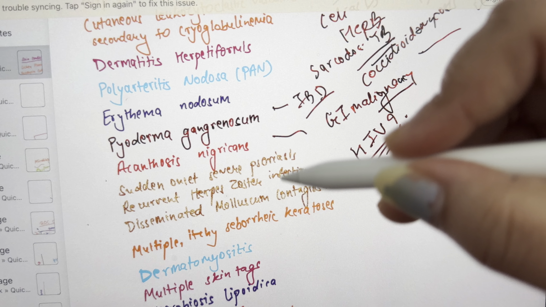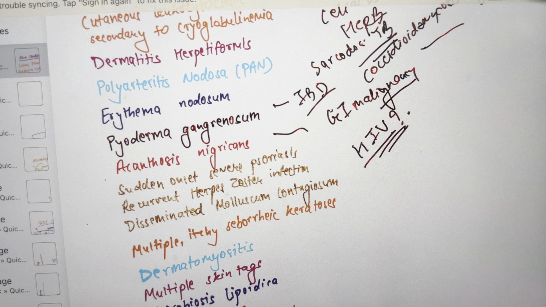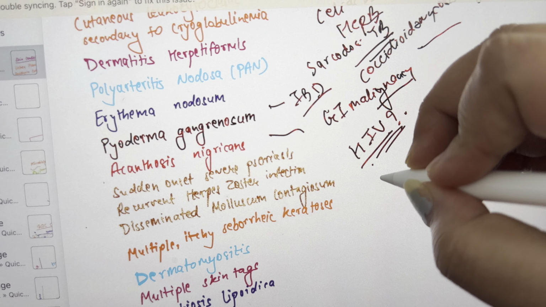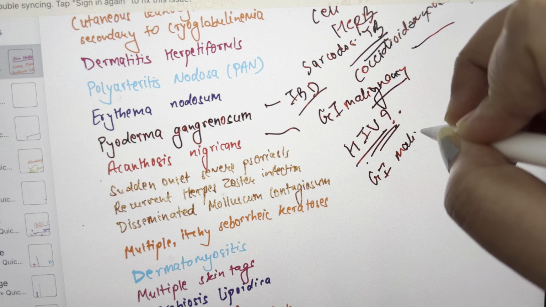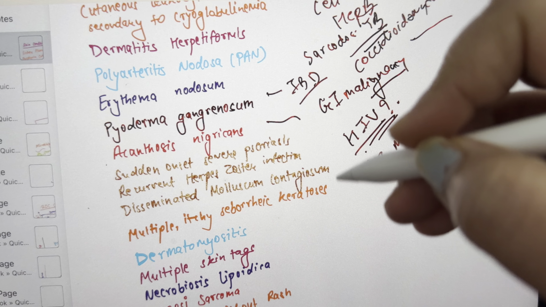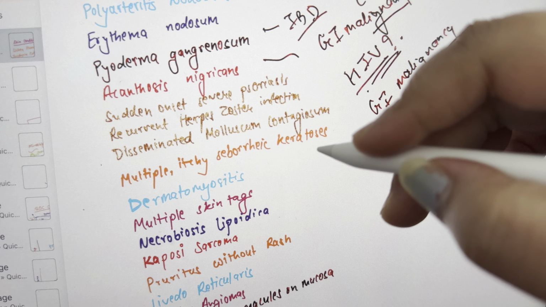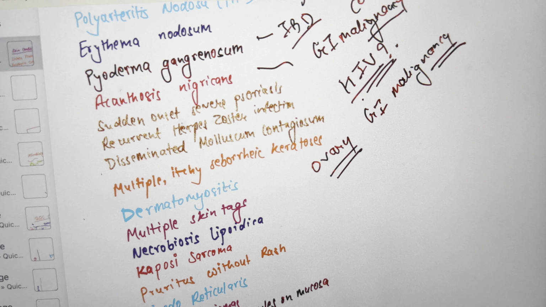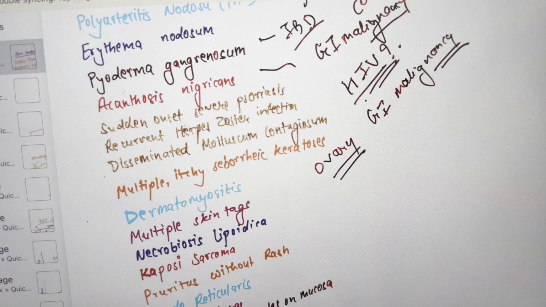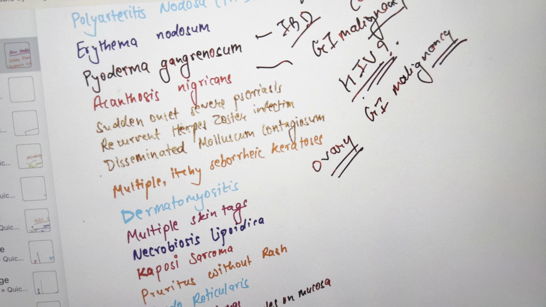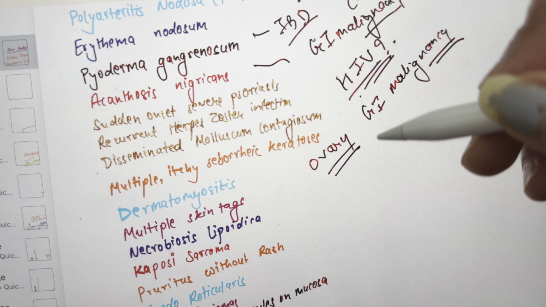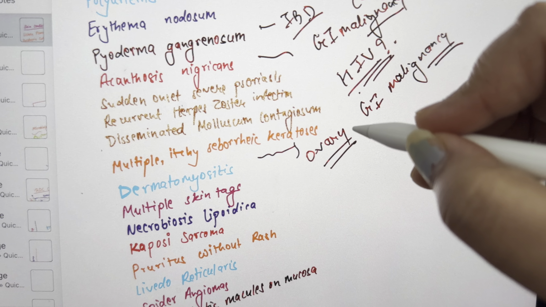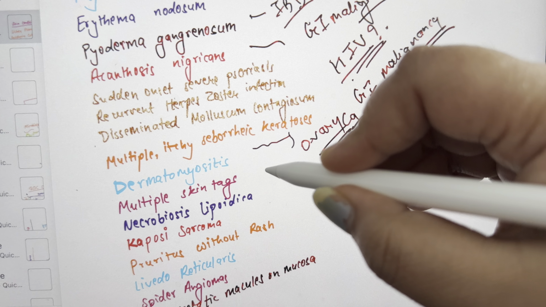If there are multiple eruptive seborrheic keratosis, in that also what we have to think is GI malignancy. This is also very high yield. Now dermatomyositis is also associated with malignancy. In this case it is associated mostly with ovarian malignancy, but we can also see malignancy of the pancreas as well as lung carcinoma, and in some cases it is also associated with interstitial lung disease, but the high yield point is dermatomyositis is associated with ovarian carcinoma.